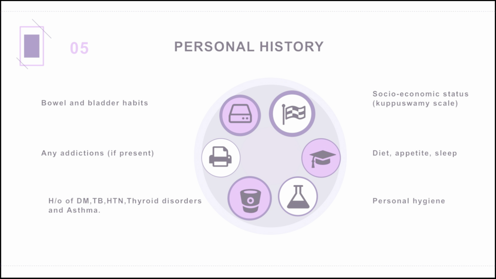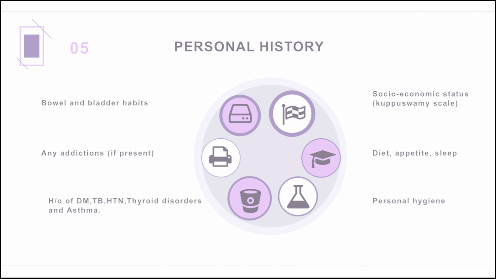Personal history identifies the lifestyle habits and environmental factors that may contribute to the patient's disease and also helps plan management appropriately. Bowel and bladder habits help to assess the patient's general health and identify associated systemic diseases. Addictions are important because smoking, alcohol or tobacco chewing are strongly associated with oral cancer and oral submucous fibrosis.